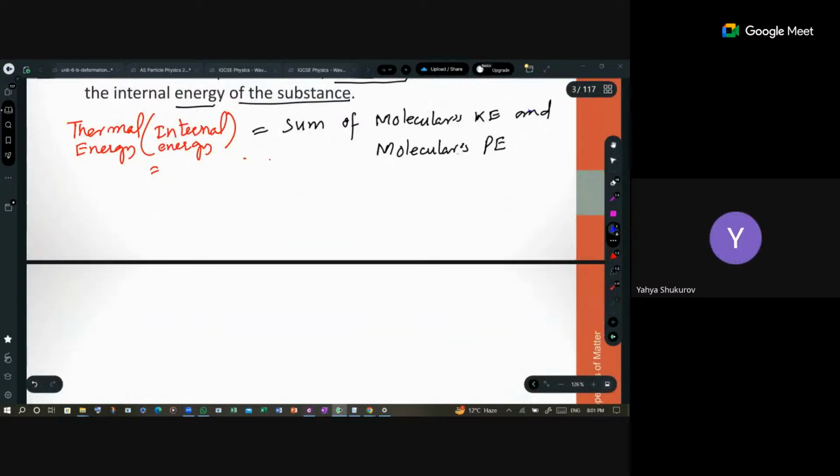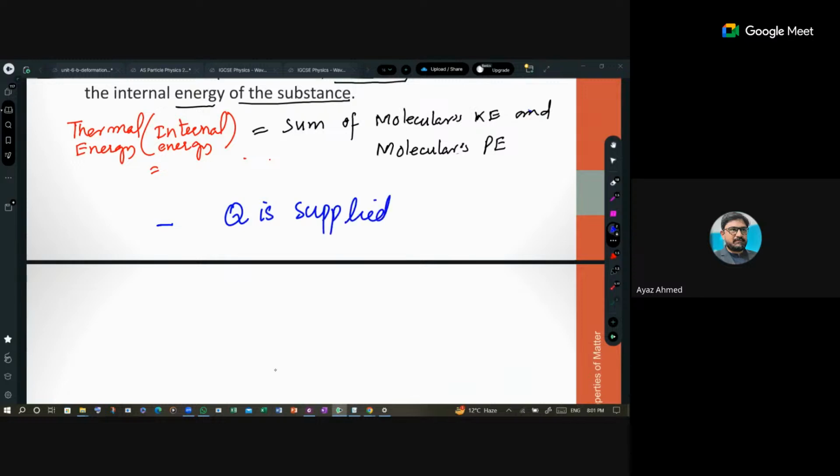When you heat up a system, as I told you, the heat supplied, delta Q, will cause an increase in temperature.